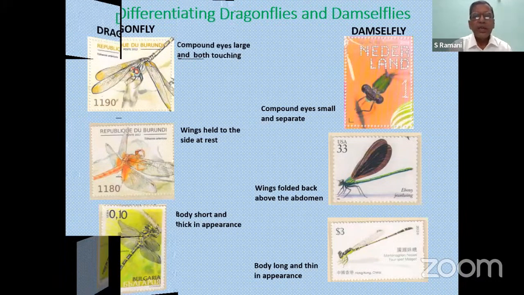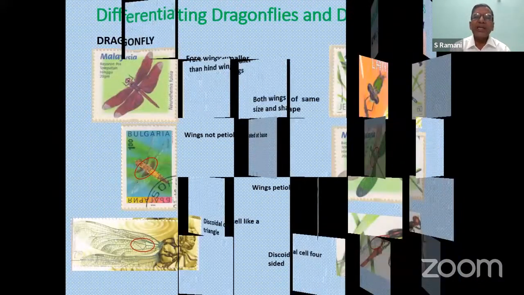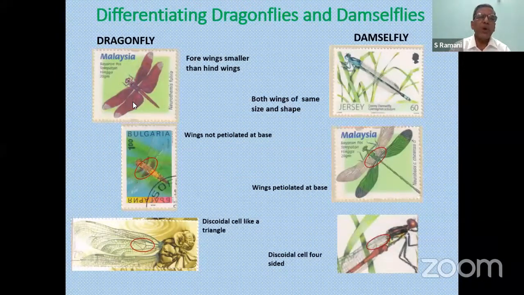Here again, continuing the differences between dragonflies and damselflies, you can see here the first pair of wings is smaller than the hind wings. Whereas in the case of the damselfly, which is kept completely folded, you can't make out the difference between the forewing and the hind wing. They are of almost the same size. And if you look at how the wing is attached to the thorax, here it is not petiolated, whereas here it is petiolated in the damselflies.